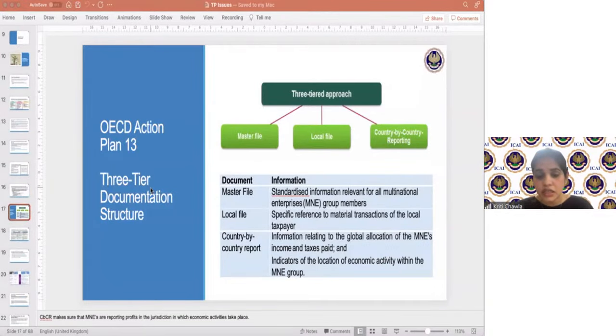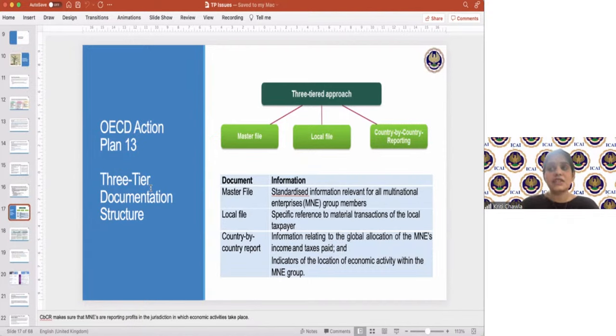I have another question, which is, should we file the TP study with any authority? Otherwise, how will they come to know? Exactly. So this was the reason why they came up with this three-tier documentation structure, because the requirement to file a TP study is not there. They just say that you have to maintain the TP study, and when there are assessment proceedings, you need to produce it. They say that you just have to maintain it.